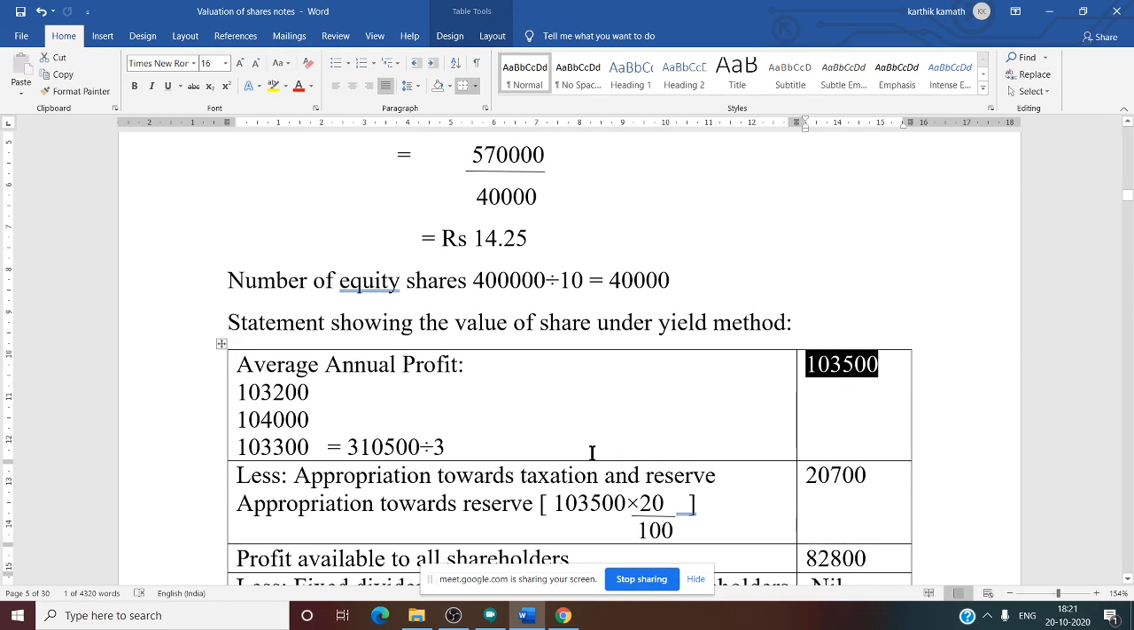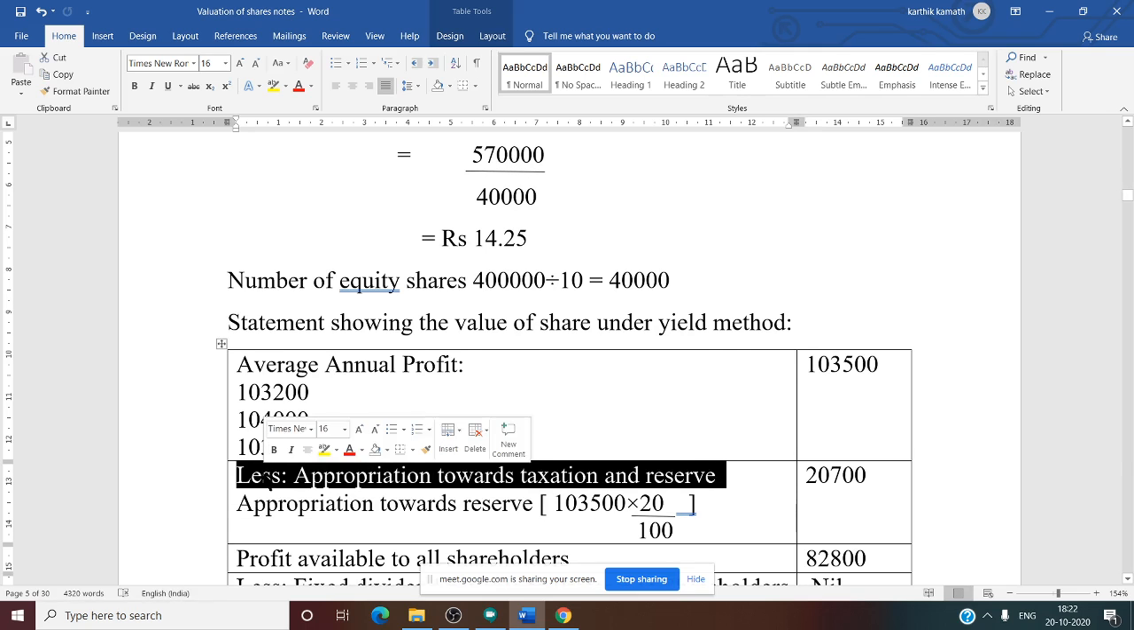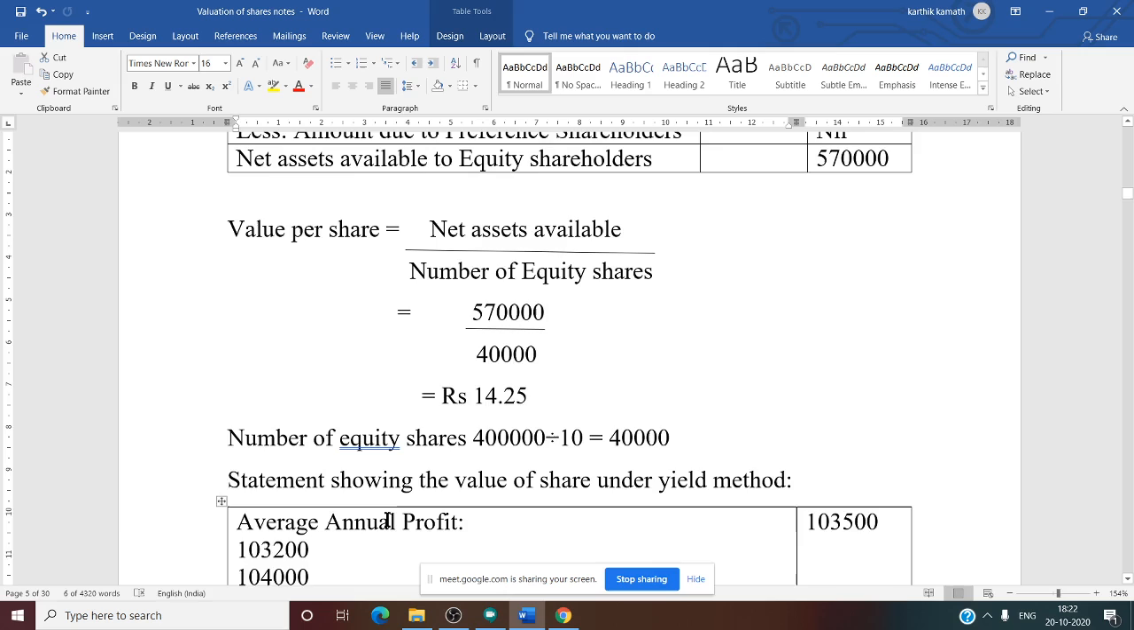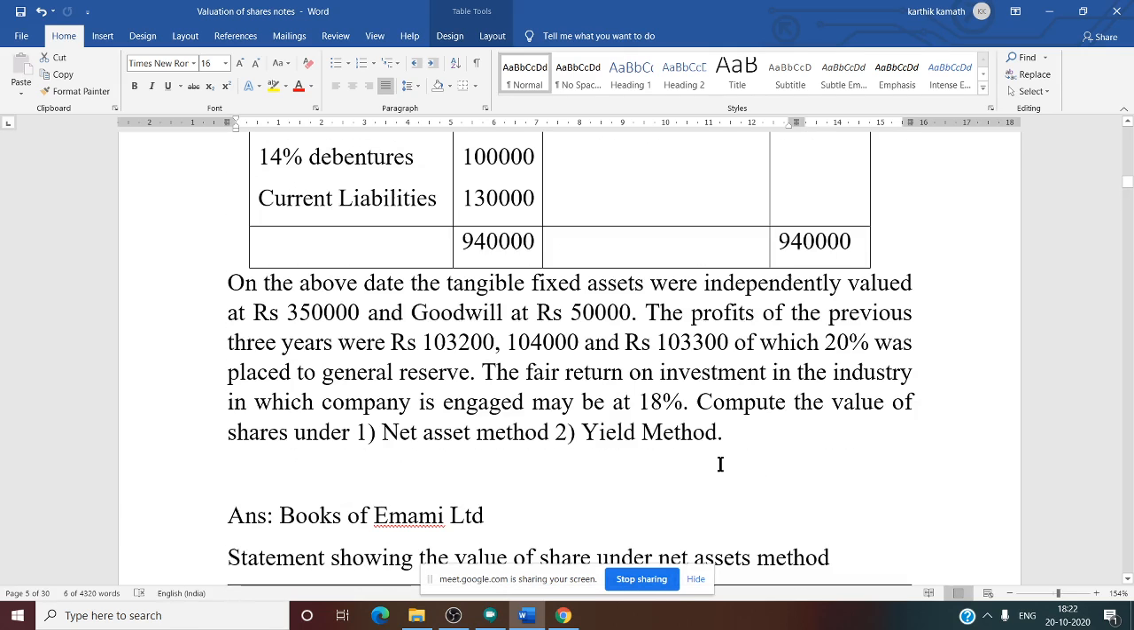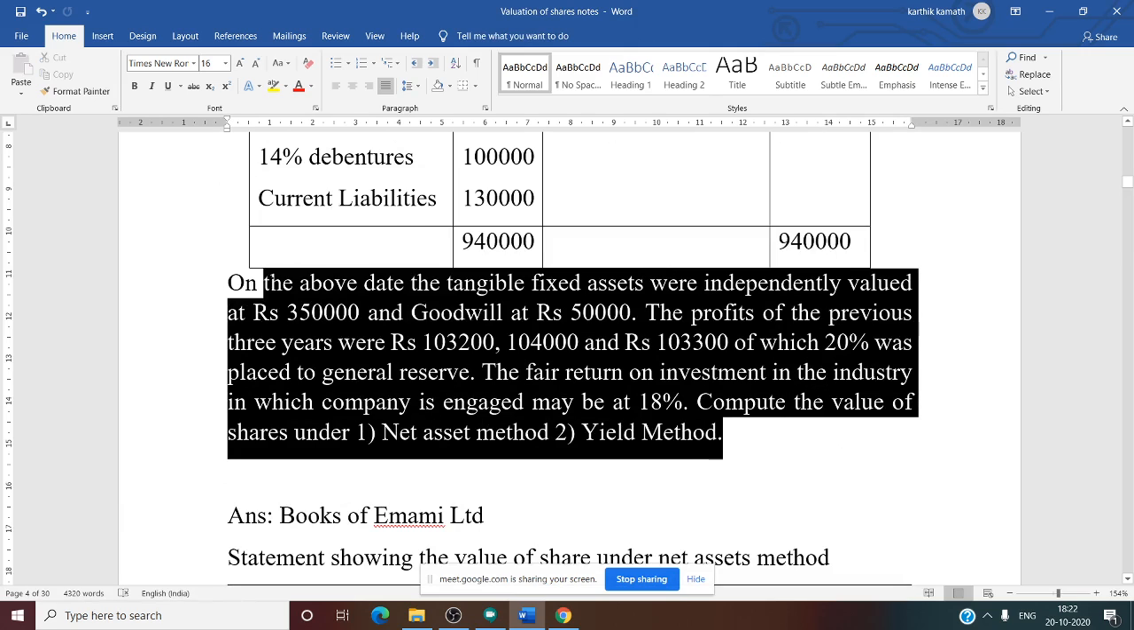From that we need to deduct certain adjustments. What are those? One is tax. If any tax is given, we need to deduct that first. Then after tax, if there is any reserve, we need to deduct that. So less appropriation towards taxation and reserve. In this question, there is no information about tax rate, so it doesn't matter.